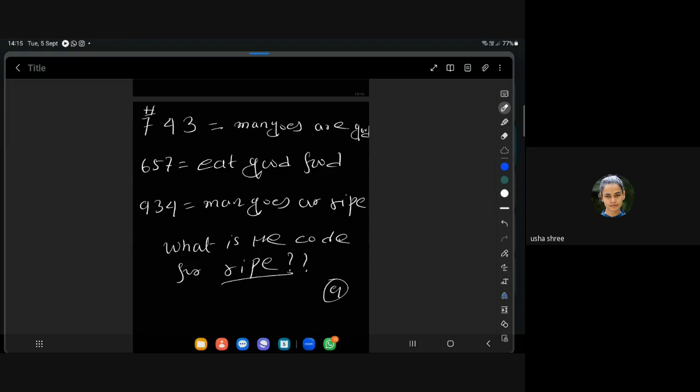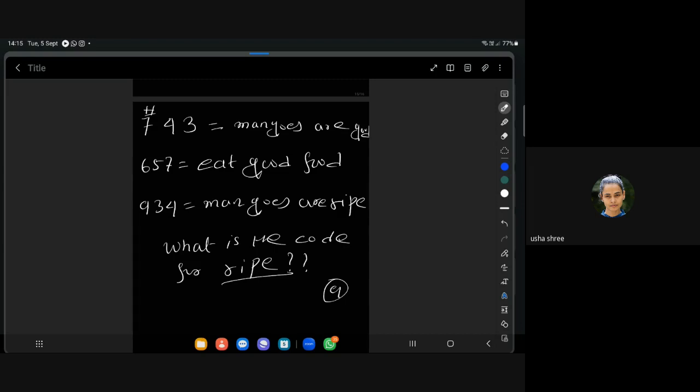Chalo, now let's solve. Now you just note the hints down. Whatever they have asked, that 743 means mangoes are good. You write 743 is equal to mangoes are good. 657 means eat good food. 934 means mangoes are ripe. Now, you match the numbers written on the left hand side among themselves and try to match the words written on the right hand side among themselves.